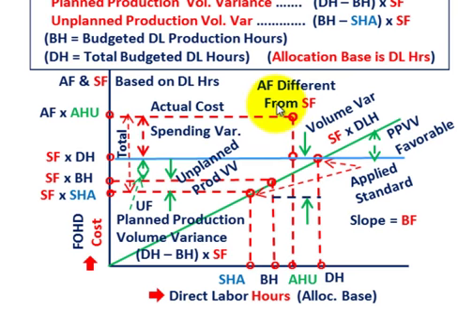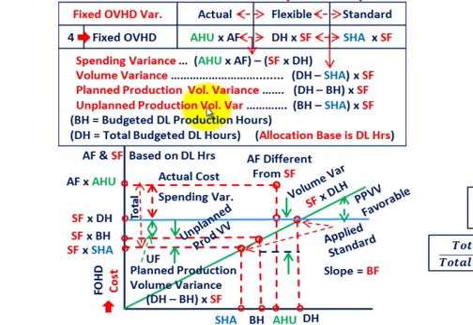We could go back to our chart here and just make the comparison. So let's do that. Our unplanned production volume variance here is budgeted hours versus our standard hours allowed times our standard fixed rate. And what did we have? That was this area right in here. BH, SHA times the standard fixed rate, that amount.